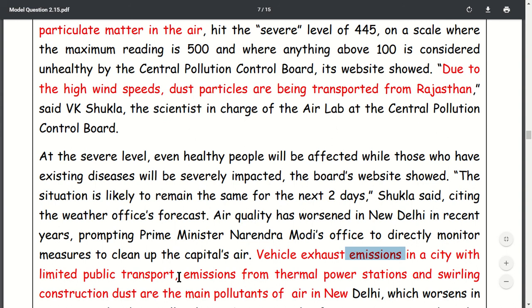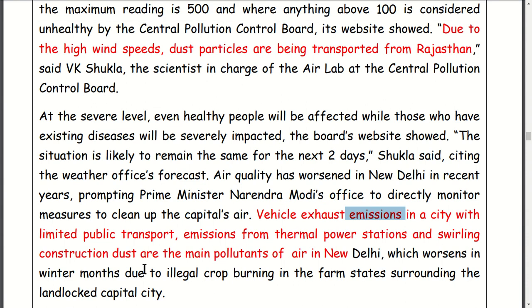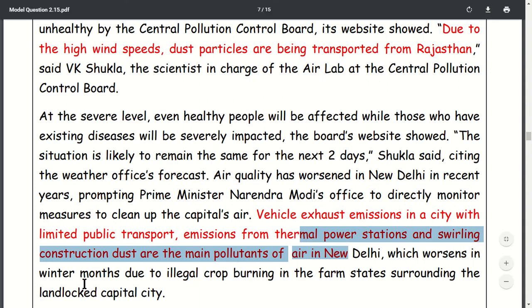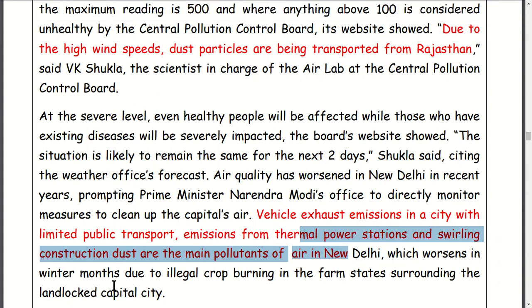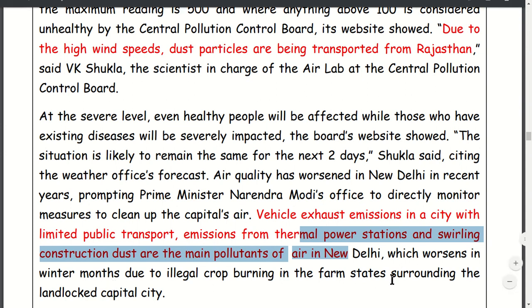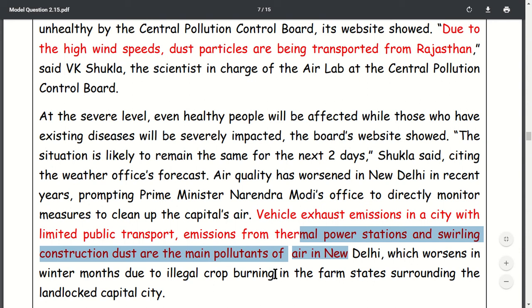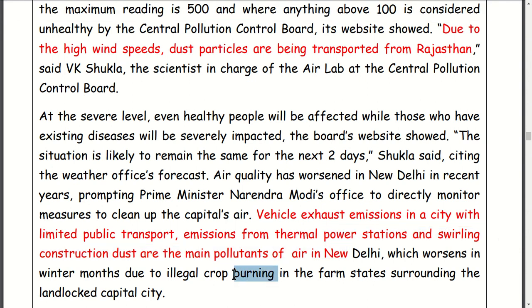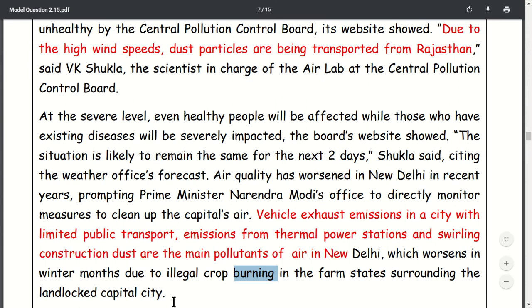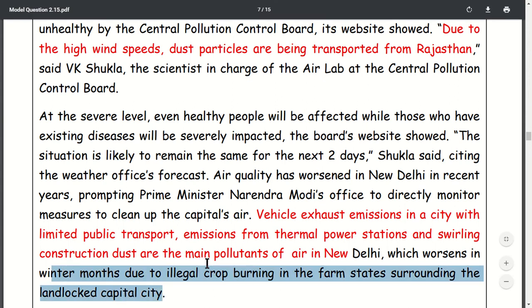Vehicle exhaust emissions with limited public transport, emissions from the thermal power stations and the swirling construction dust are the main pollutants of the air in New Delhi. What are the main pollutants here? New Delhi's air worsens in winter months due to the illegal crop burning in the farm states. Illegal crop burning, and the smoke there is also very harmful, it's also bad. The farm estates surround the landlocked capital city. Landlocked means covered with land.